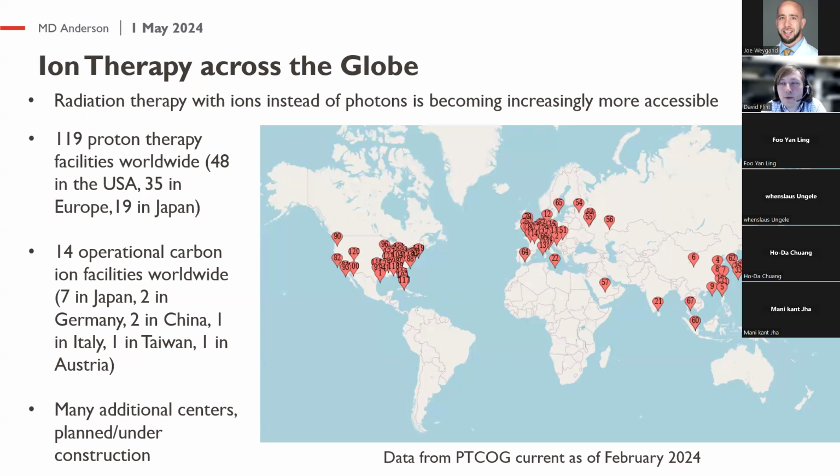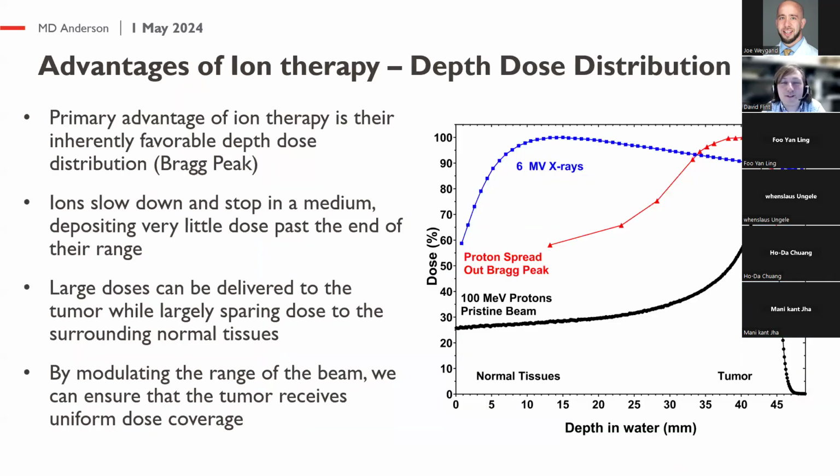But you might be asking yourself, if these things are so expensive, why are we building them if they're orders of magnitude more expensive? The main advantage of ion therapy is really physics driven. The primary benefit of using ions in favor of conventional X-ray radiation therapy is their inherently favorable depth dose distribution. We call this a Bragg peak, which you can see here in black for protons.